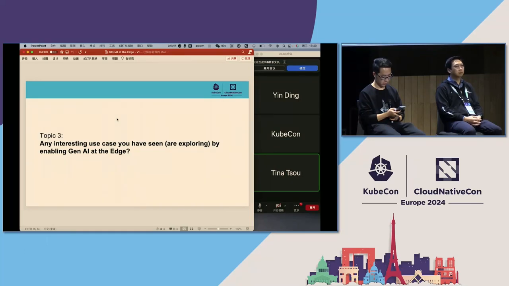Yeah, we have a demo using the Whisper model on the edge to do live translation. If you're interested, I can provide it offline.